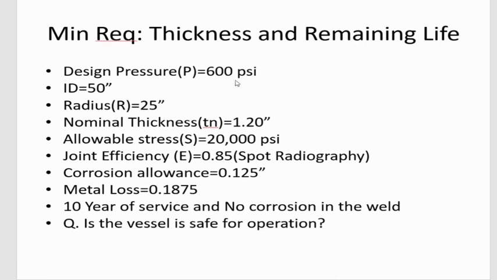Its design pressure is 600 psi and the inner diameter of the vessel is 50 inches, which means the radius is equal to half of 50, that is 25 inches. Nominal thickness of the vessel, Tn, is equal to 1.20 inches and allowable stress is equal to 20,000 psi. Joint efficiency E is equal to 0.85, which means we have only done spot radiographic examination, and corrosion allowance is 0.125 inches.